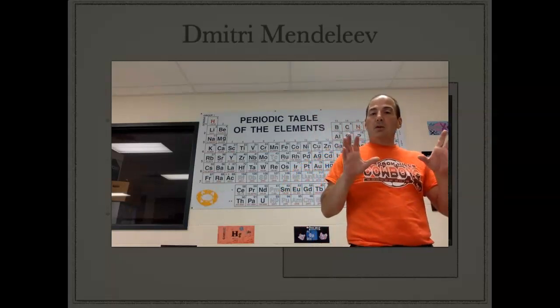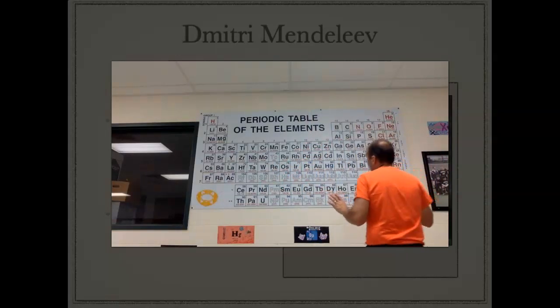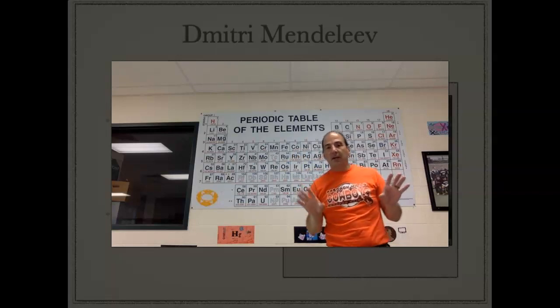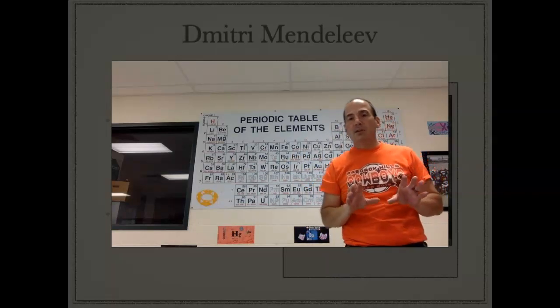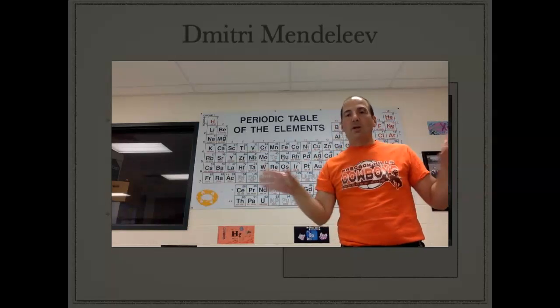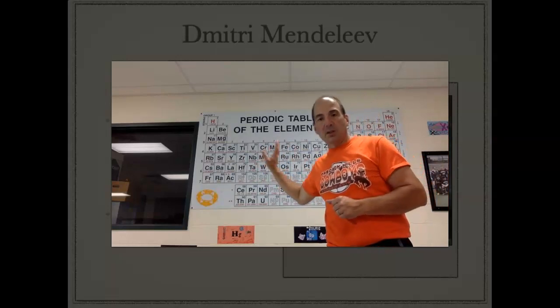He didn't worry about little inconsistencies. For example, he had cobalt here and nickel here, and cobalt is actually slightly heavier than nickel. He just figured that the mass wasn't being measured right. Technology wasn't all that great back then. So he just said, don't worry about that, someone will fix that along the way. We're going to leave the elements by properties, and we're going to leave them there.